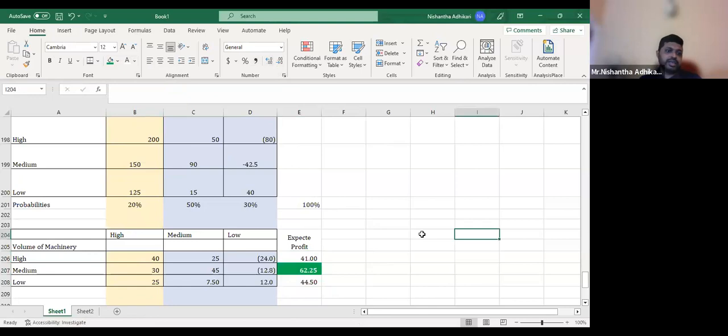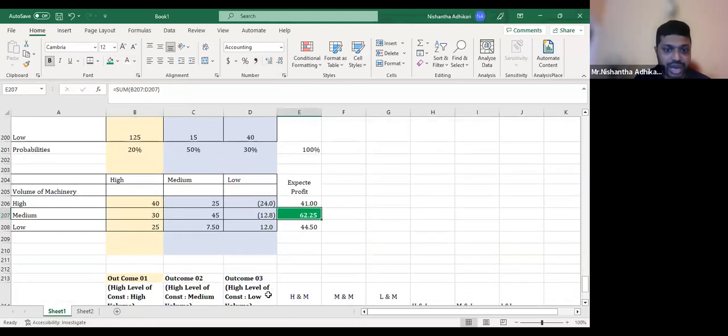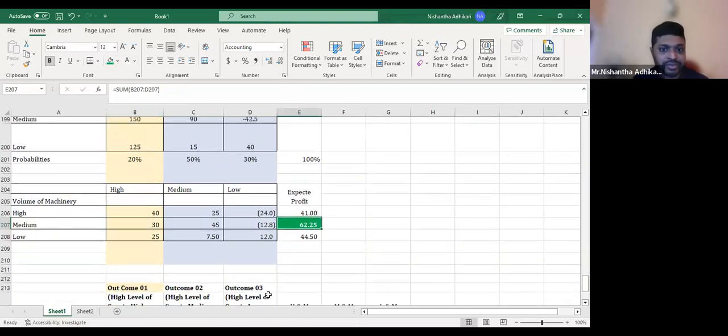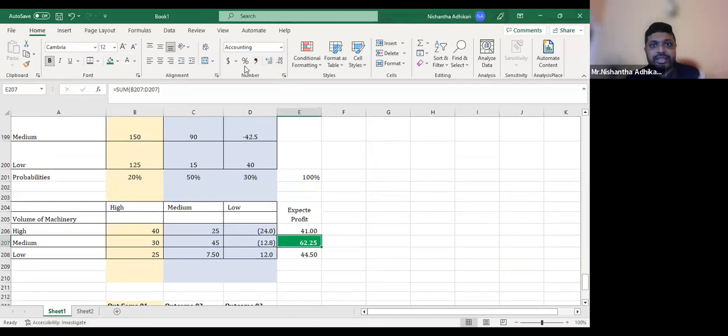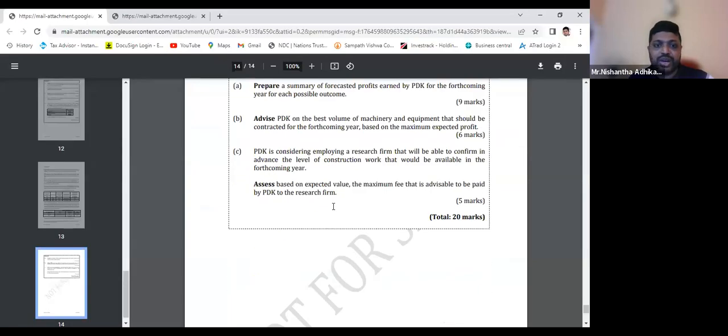Right. Therefore, you have to order medium volume machinery. Why? It gives the highest expected value. That is the answer. Highest expected value. Right. That is the answer for that. Highest expected value.